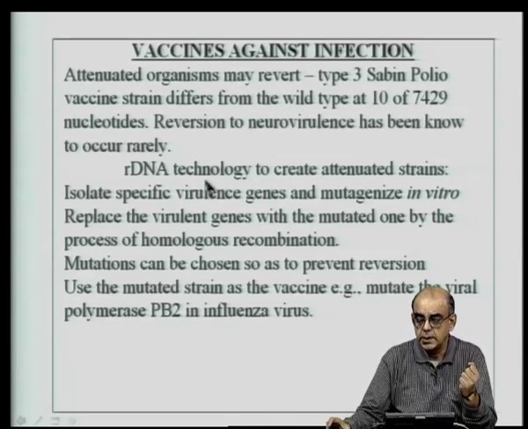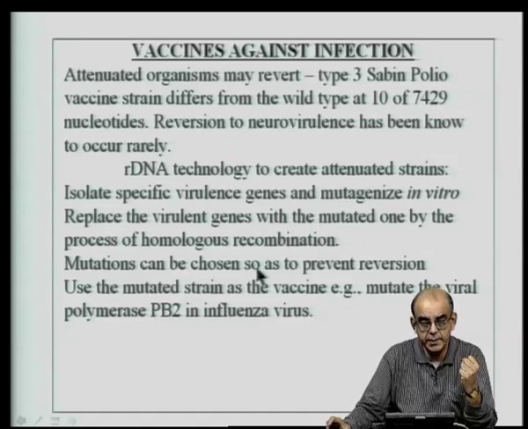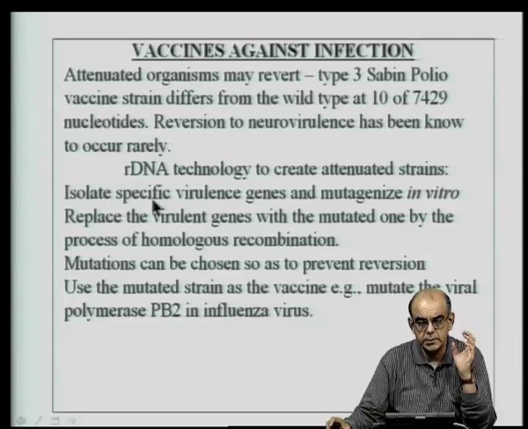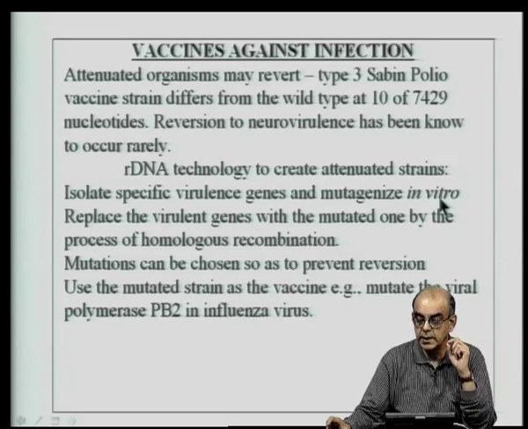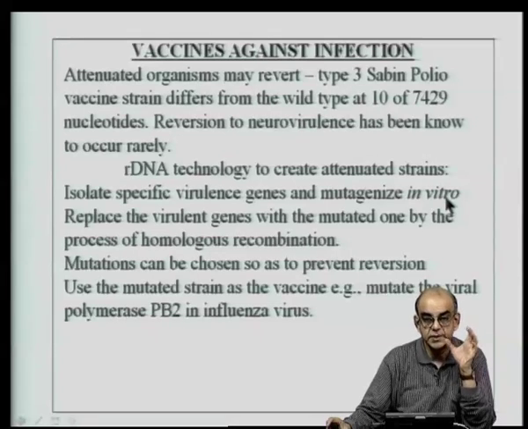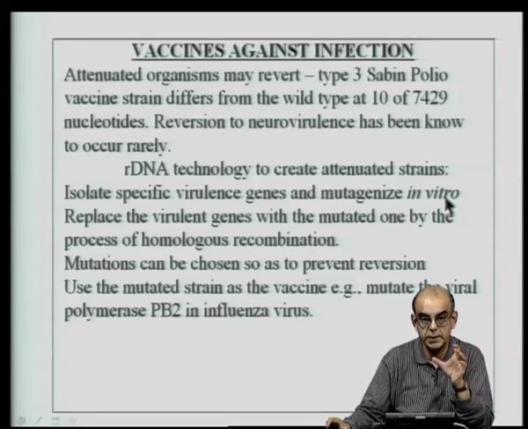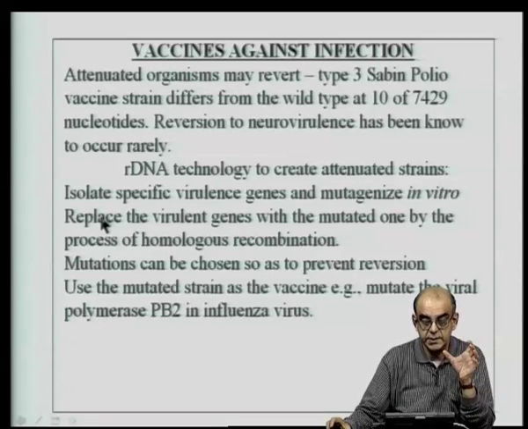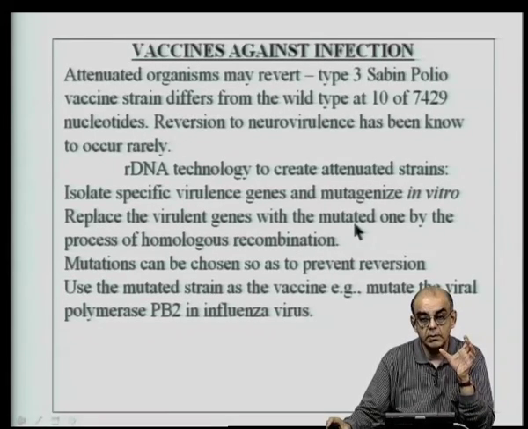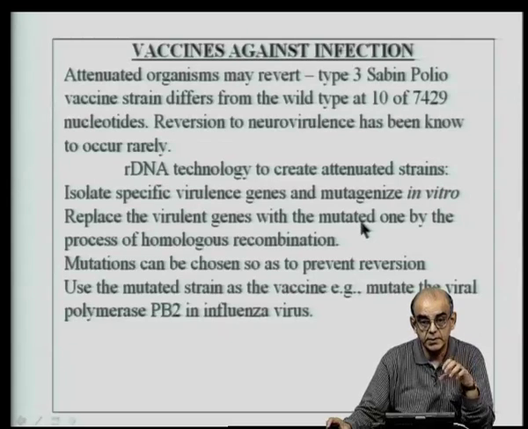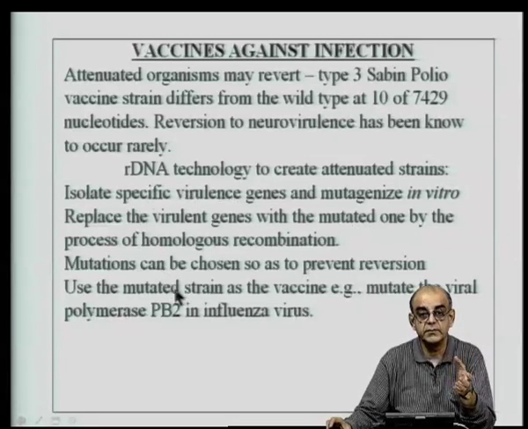Recombinant DNA technology has been used to create the attenuated strains, as I alluded to in the earlier slide. So, the steps involved: isolation of the specific virulence gene of that virus and mutagenizing that particular gene in vitro. So, you take out the gene and you cause mutations in that particular gene, so that it is not able to cause the virulence again. Then you take this gene and you replace the virulent gene of the wild type virus with this mutated gene by a process of recombination.